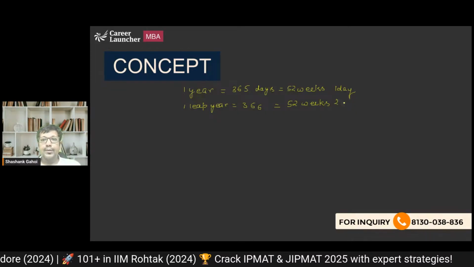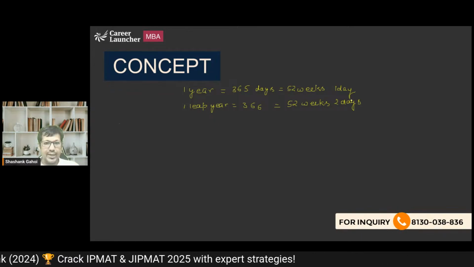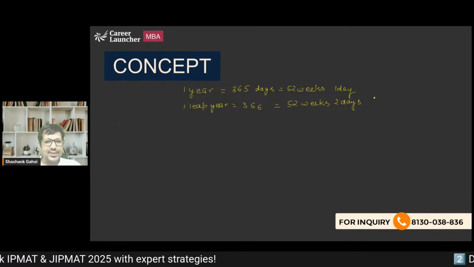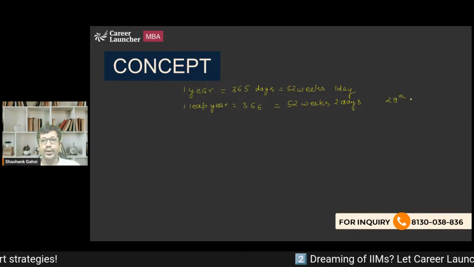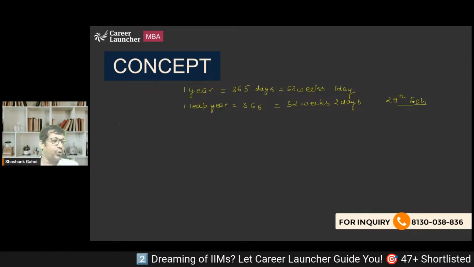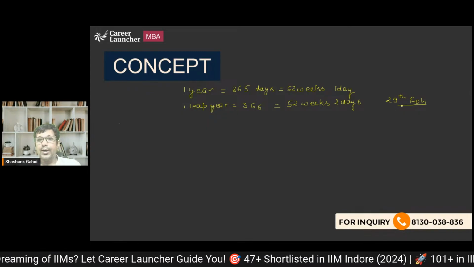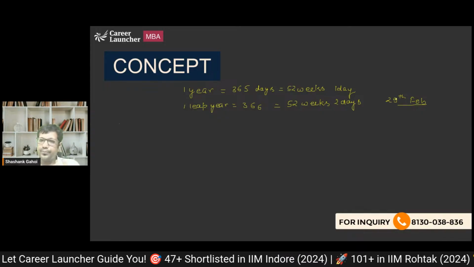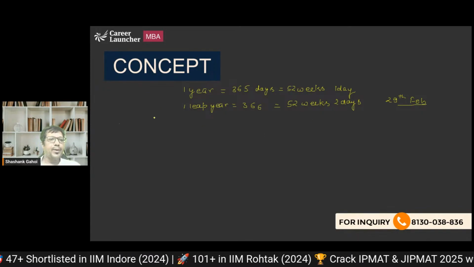Now, which is the 366th day? The 366th day is actually 29th of February. So we need to look at the date, whether it is before 29 February or after 29 February. That's how we are going to get things. Let's take a couple of examples.